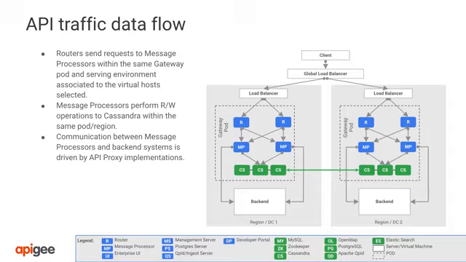Apigee routers and message processors are configured to direct calls to only local resources within the same gateway pod. API calls that arrive at the router are directed to one of the available message processors. Message processors execute API calls. Depending on the API proxy implementation, APIs may call Cassandra to store or retrieve data, as well as call 1 or more backend systems. API proxies may call backend systems in the same region or across regions. The decision is based on the API proxy implementation and target server configuration.